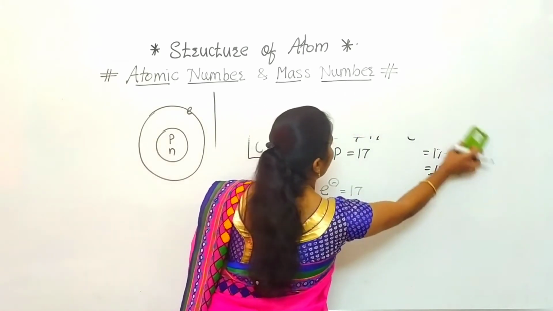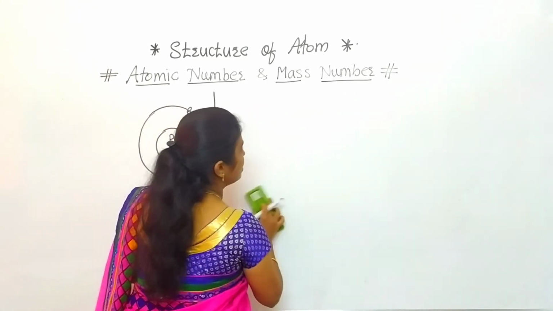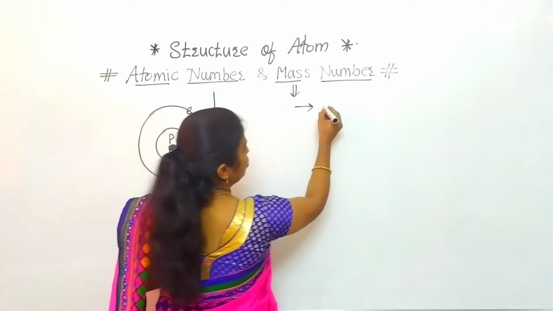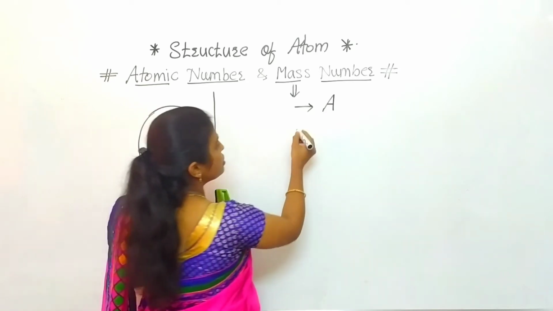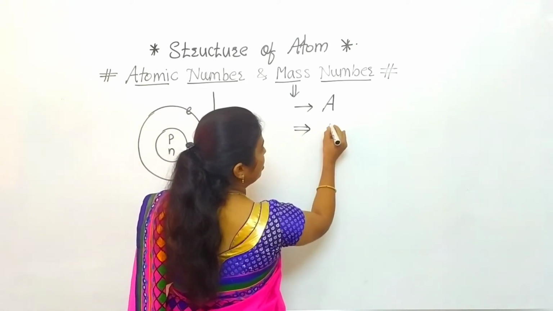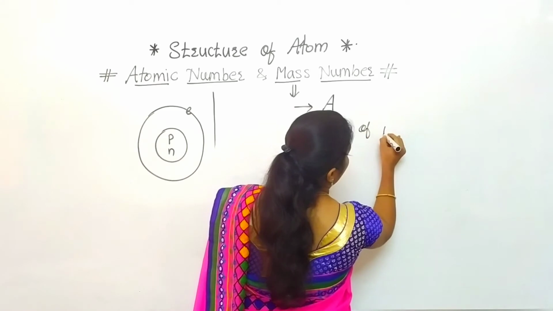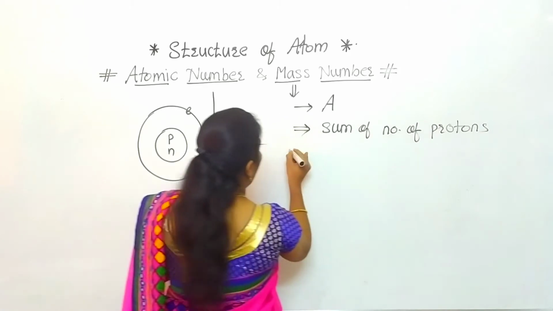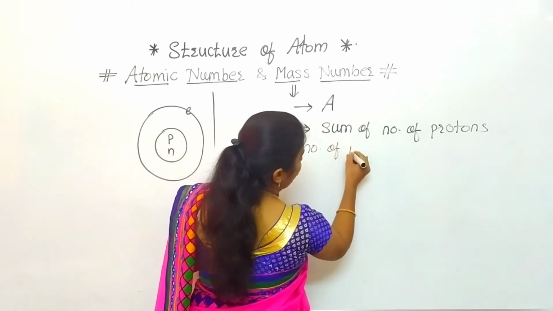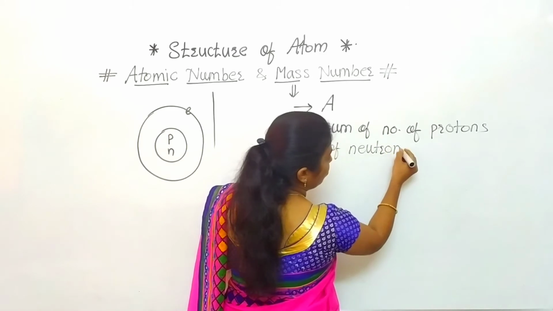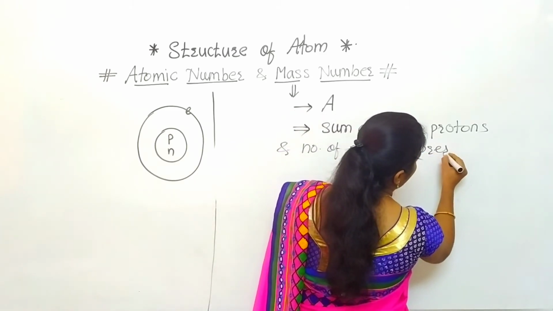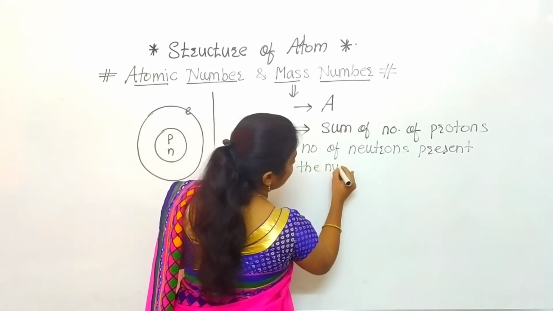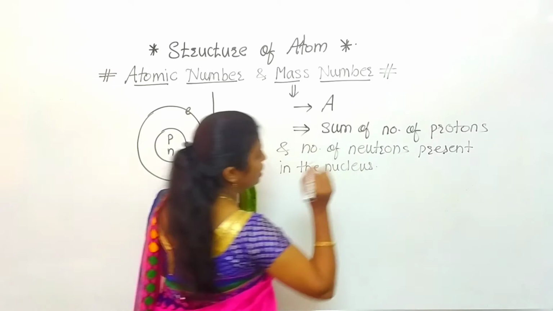Now let us consider the mass number, and we will discuss that. Firstly, see here, the mass number is denoted by the symbol capital A. Now what is meant by the mass number? Mass number is the sum of the number of protons and the number of neutrons present in the nucleus. So this is the definition of the mass number.